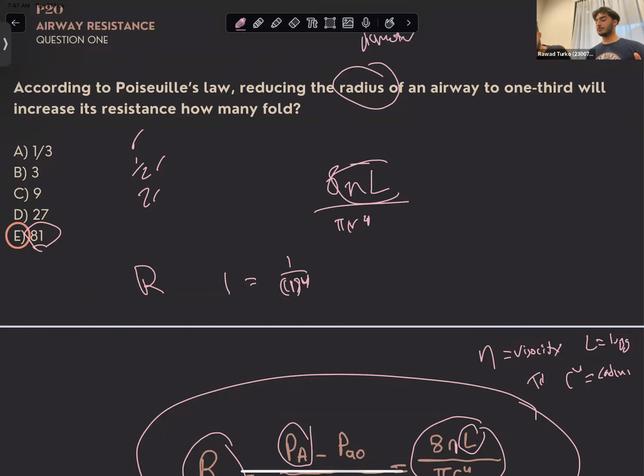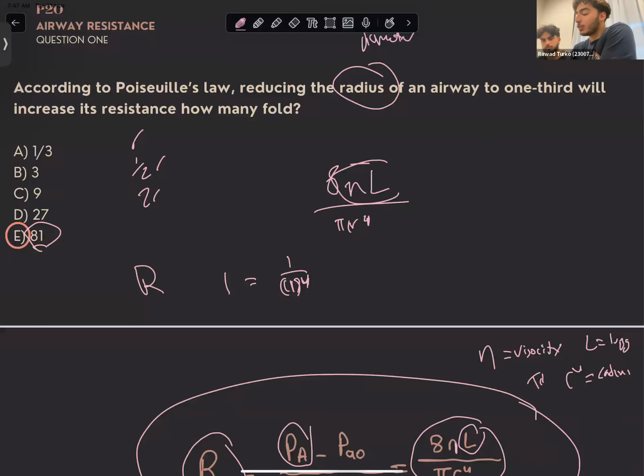Except for the 8. But the 8, again, because we don't care about anything else, I'm going to take everything as 1. I'm just going to ignore every single other thing, because at the end of the day, these are constants. Meaning that whatever change you make to your radius, that change will be exactly proportional in your resistance and nothing else. So 1 over 1 to the power of 4 equals 1.